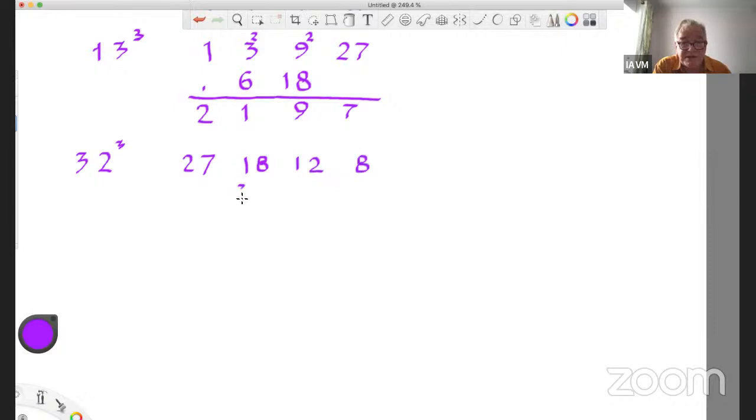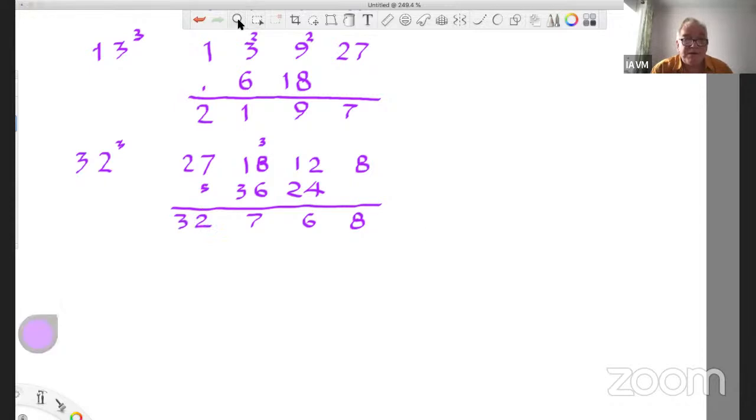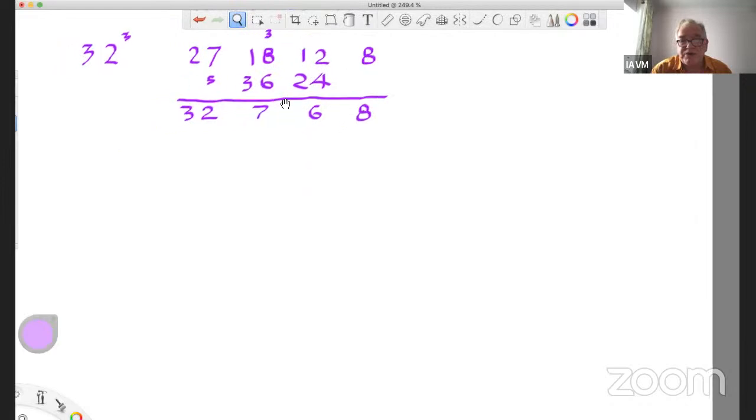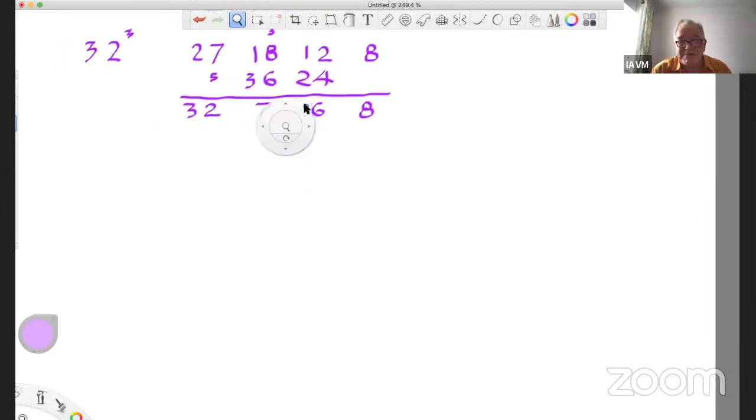Double the middle two, 36 and 24. And then add up. We've got 8 with 36, which is 6 with 3 to carry. We get 54, 57, 7 with 5 to carry, and then 32. So that's the answer. And that's a delightful method. Well, but so you can cube two-digit numbers using this, but how does it work?